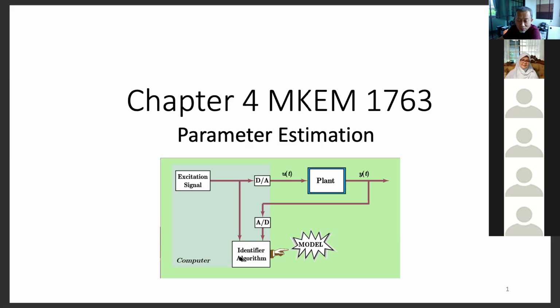Okay, there are a lot of methods, so we will focus on 1 or 2 methods. This method is already implemented in MATLAB in function form, so you just call the function in order to estimate the parameters. But anyway, we have to learn some basic ideas of how these identifier algorithms produce the mathematical model that we want to use.